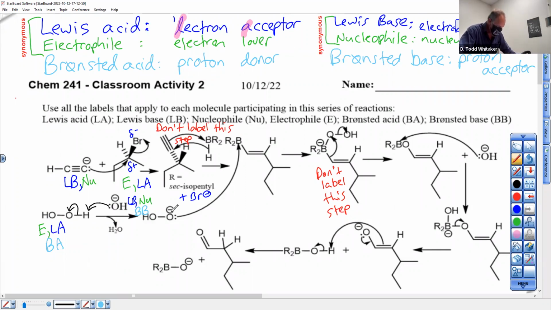Next step is not Bronsted. How do you know this is not Bronsted? What are you attacking? Is it a hydrogen? No. So no more BBs or BAs. But the attacker is Lubenu, and I want this to be super clear. This label looks like it could be for the other species there, right? So we're doing labels here. This is the Lubenu. How come? Well, it's the attacker. It loves the boron's positive nature. And the thing getting attacked is an ELA.